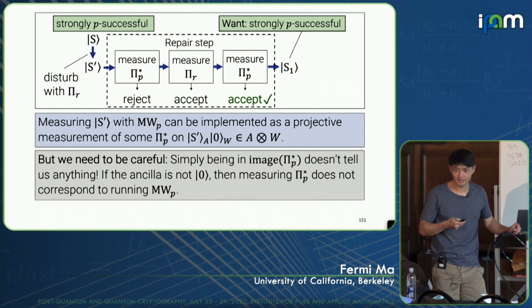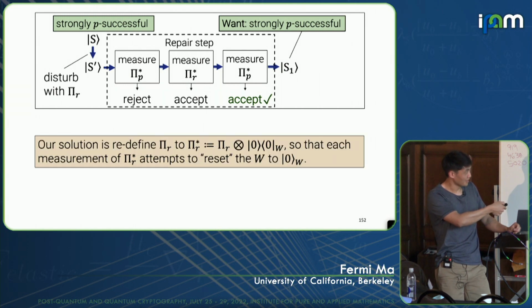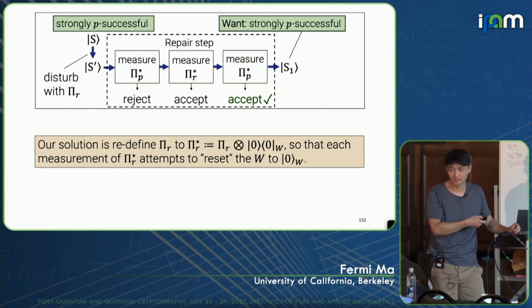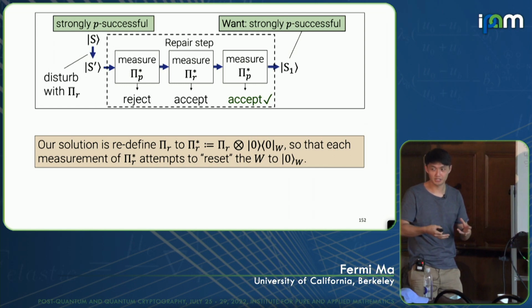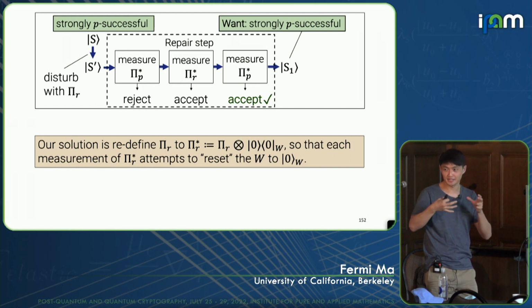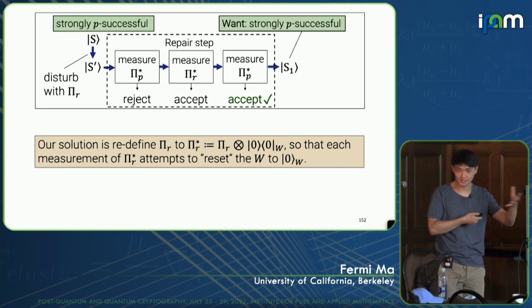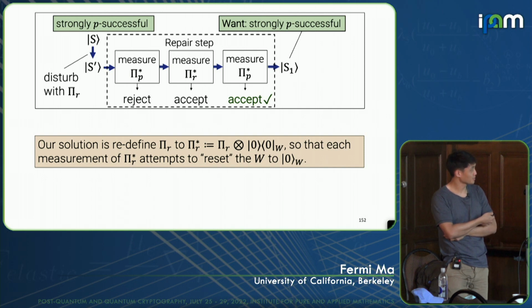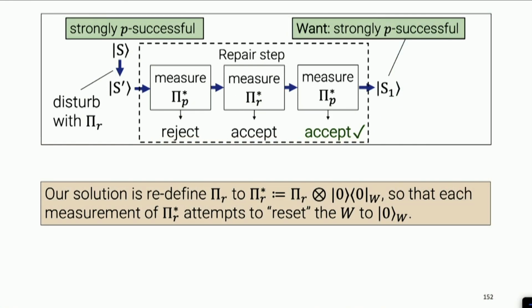The thing that does work is to modify the definition of the other measurement, pi r. So when you introduce this extra ancilla, we had a choice to make. Basically, these two measurements need to be acting on the same space. And so what should pi r do on these ancilla registers? You might think, well, it shouldn't care about them. This is just the measurement that checks whether you answered correctly on challenge r. It doesn't care about the ancillas you're using to estimate success probability. But it turns out the right thing to do is to redefine pi r to also project the ancilla registers onto 0. And so each measurement of pi r star is, morally, attempting to reset the ancillas back to 0.